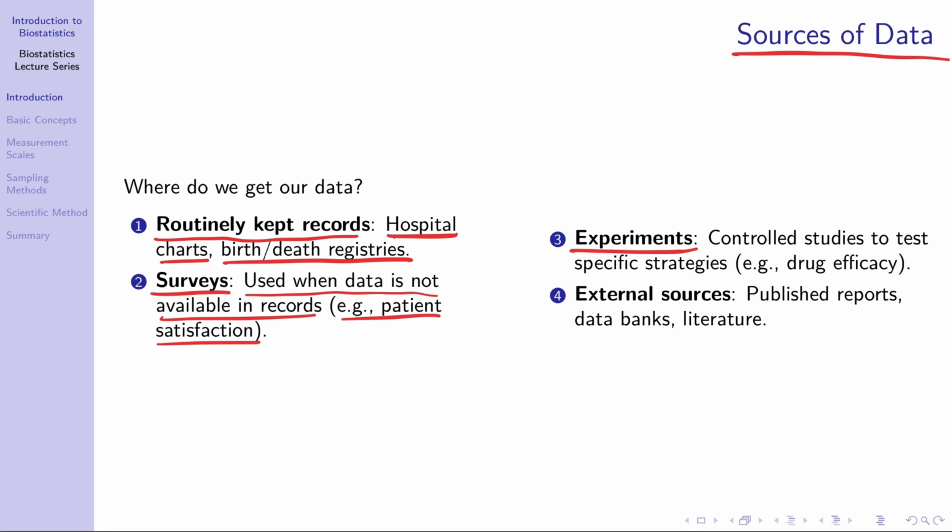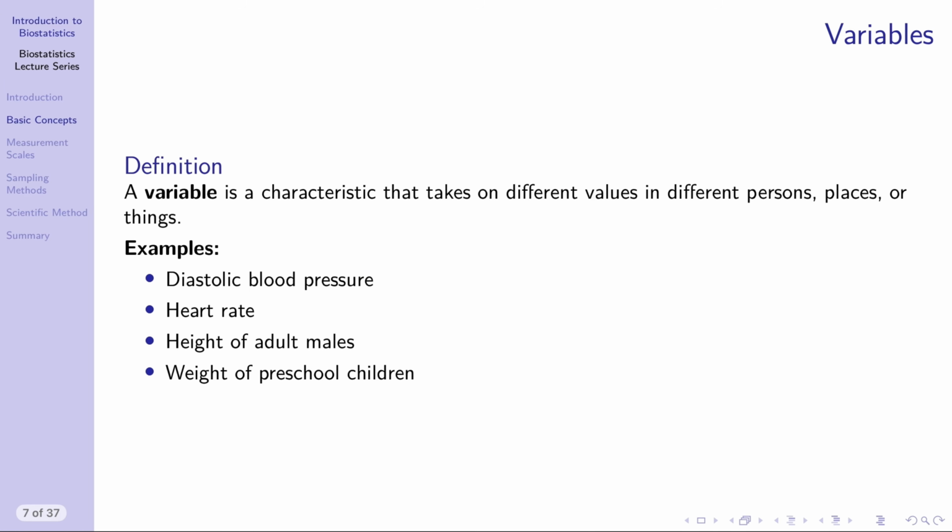The third are experiments. This is more commonly what we use as trials. These are controlled studies. We generally use them to test specific strategies, for example, things like drug efficacy. And we are also going to use some external sources for data. These can be from published reports, data banks, and other scientific literature. So these are the common sources of data in biostatistics.